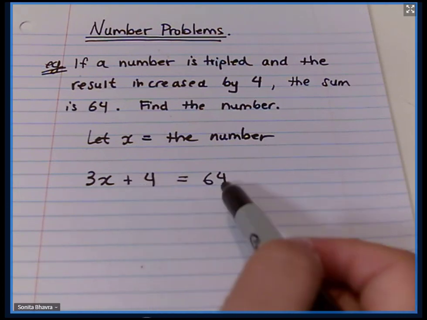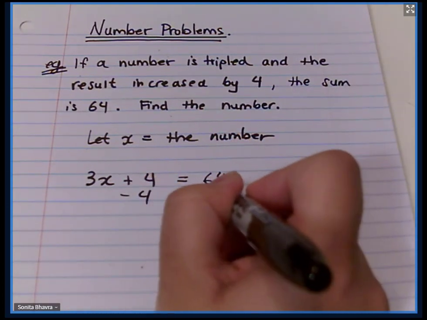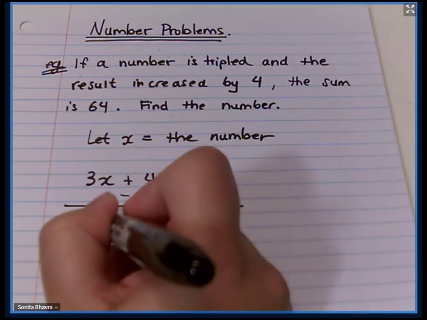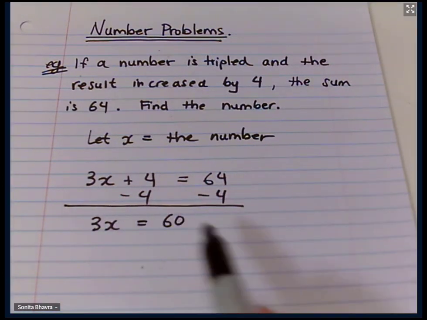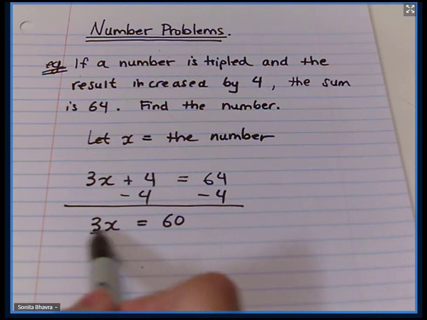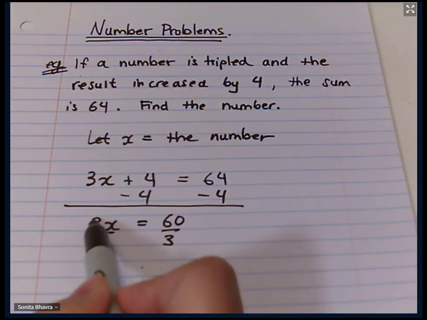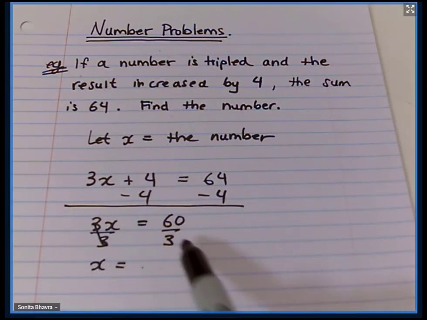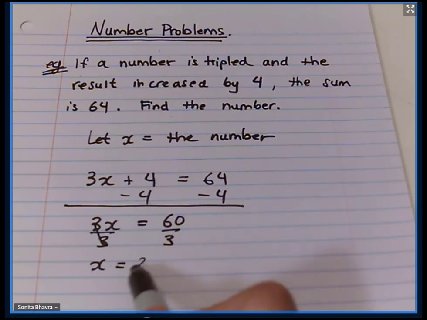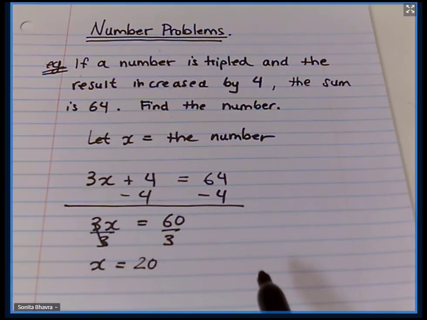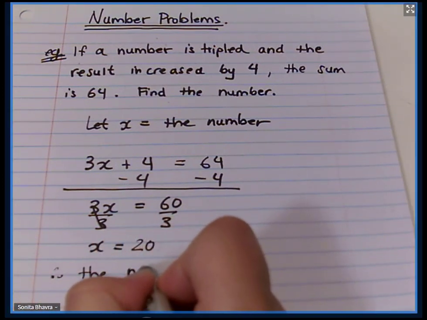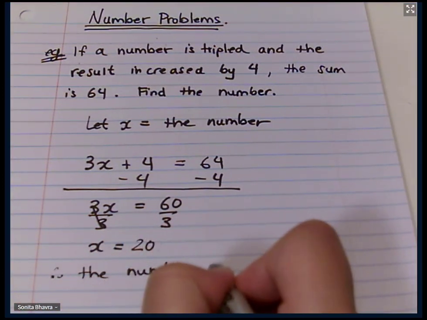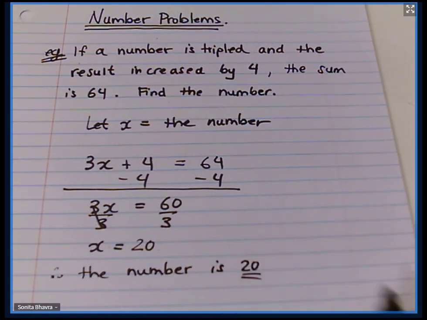Next, all we have to do is solve for X. Subtract 4 on both sides, and we end up with 3X is equal to 60. Then we divide by 3 on both sides, and X is equal to 60 divided by 3. X is equal to 20. So therefore, the number is 20.